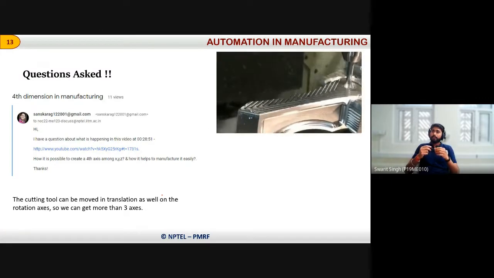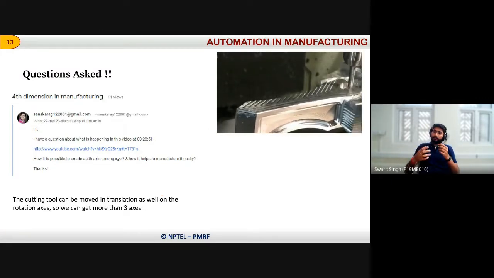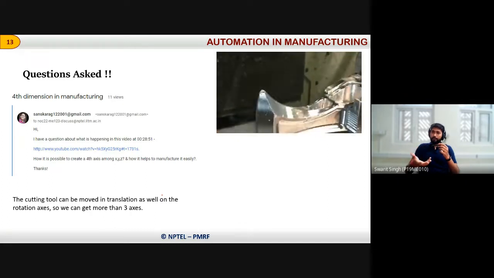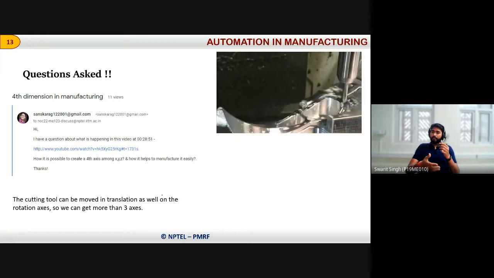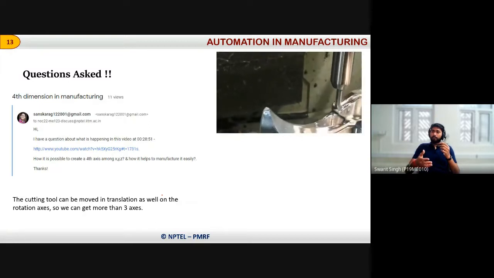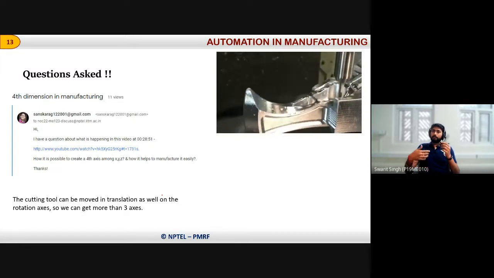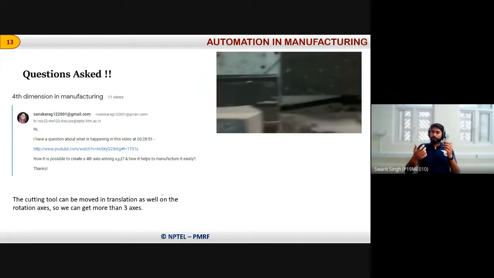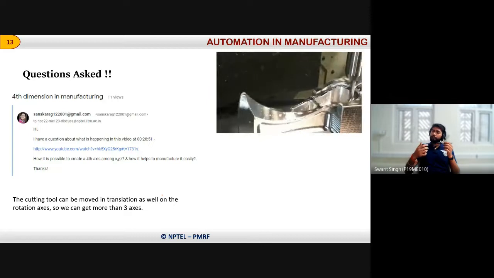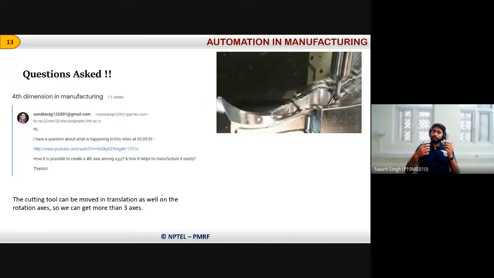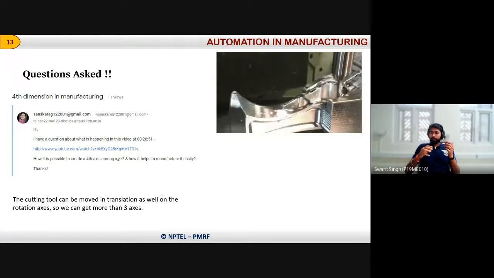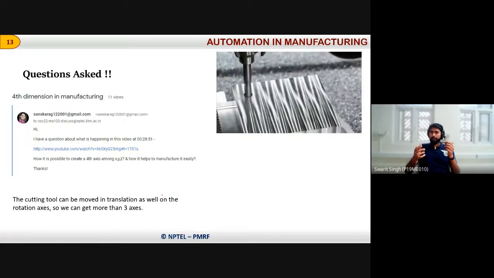Here you can see the bed where the workpiece is mounted, it is rotating and then it is translating also. So that introduces another axis into the system and another degree of freedom to the machine for machining complicated or complex structures. These kinds of machines are very popular now.